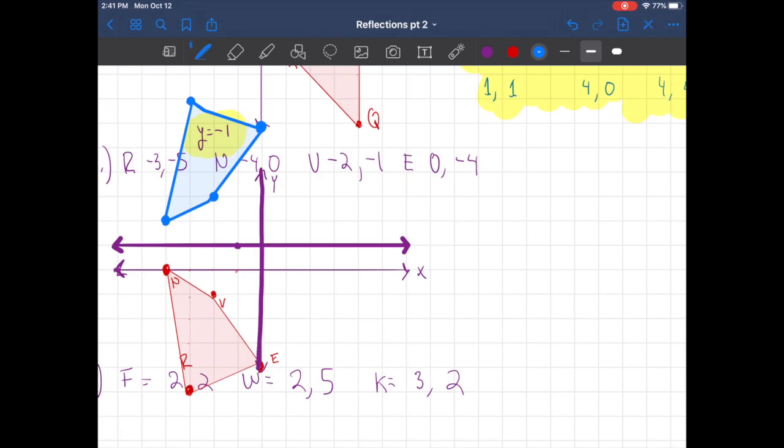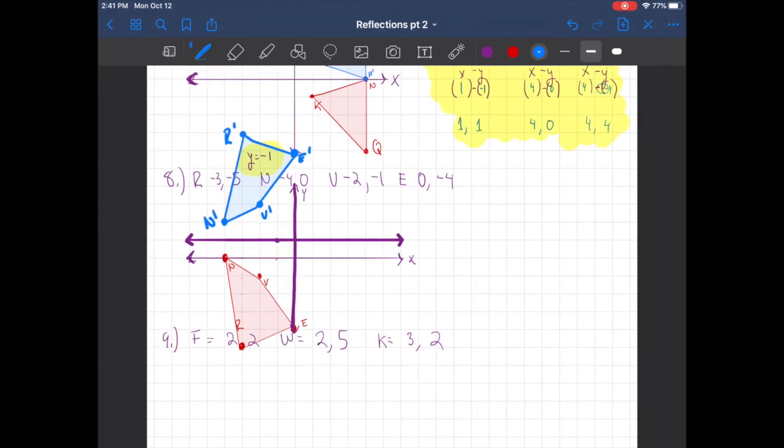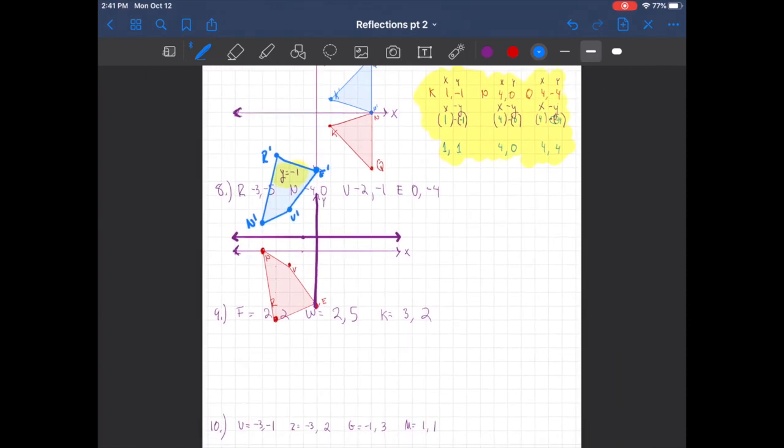Last thing, please don't forget to label, just like I forgot to label. So this would be N prime, this is V prime, this is E prime, and then this would be R prime. Also leave yourself enough space. I don't want you guys to run over just like I did, okay? All right. I'm gonna have to erase some of this so we can do our next question.